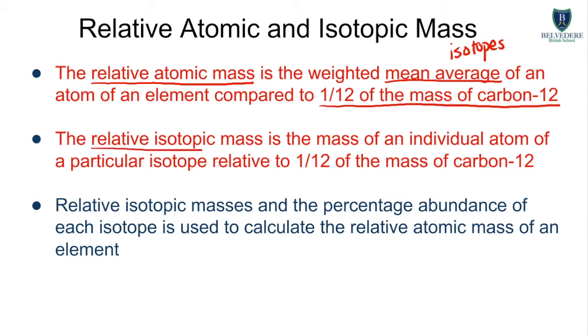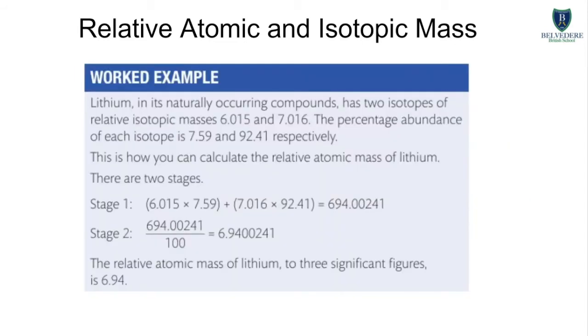Relative isotopic mass is the mass of a particular isotope relative to 1/12 the mass of carbon 12. So this would be looking at the mass of chlorine 35 or chlorine 37, as opposed to chlorine as a whole. And each of these relative isotopic masses and the percentage abundance of the isotopes is used to calculate the relative atomic mass. And you did this back in GCSE, so this should not be new to you.